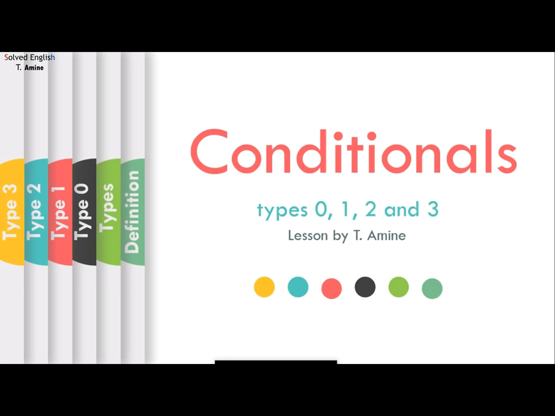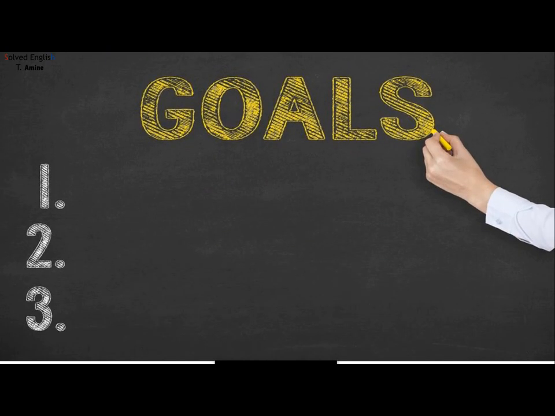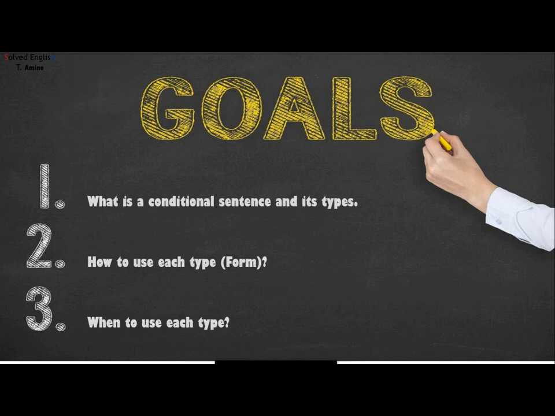to fully understand each type of conditional, how we use it, which means the form, and when should we use each type. Well, to sum it up, at the end of this video, you will be able to, first, understand what are conditionals and what are their types. Second, how to use each type of conditional accurately, which means the form. And 3, when to use each conditional. Are you ready to learn conditionals?